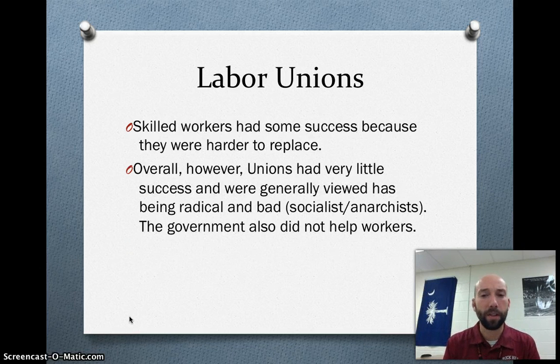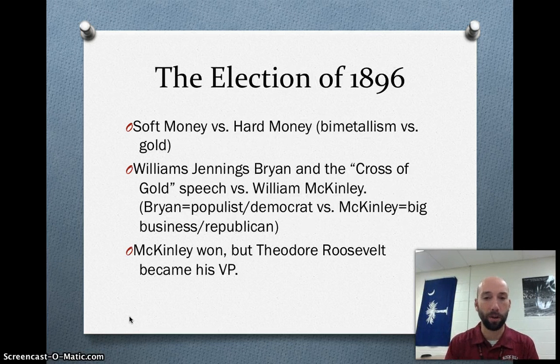Skilled workers do have some success in labor unions because they're harder to replace. You can't just replace a skilled worker with anyone off the street. Unskilled workers, however, have very little success because it's so easy to replace them. Overall, unions had very little success. They're generally viewed as being radical and bad, and the government didn't really help the workers.